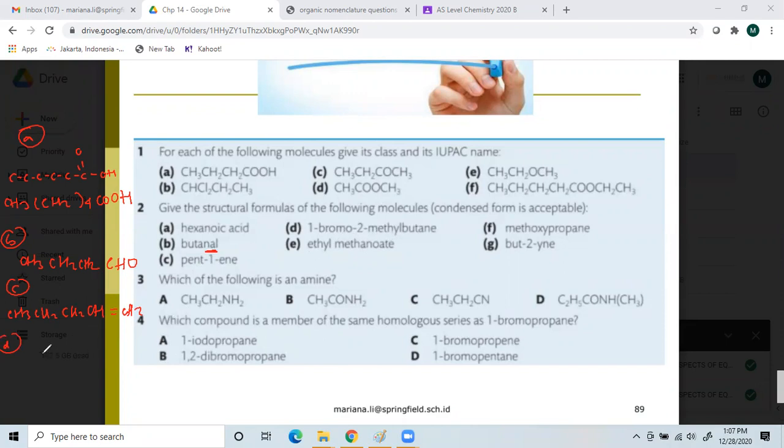1-bromo-2-methylbutane. 1, 2, 3, 4. 1-bromo-2-methylbutane. Just complete with the H. So CH2Br, CH, CH3. This is how you make the condensed structure. CH2Br, this is H, this is H, this is H, this is CH3. So CH in the bracket CH3. That means the bracket is a branch, and then C2H5.